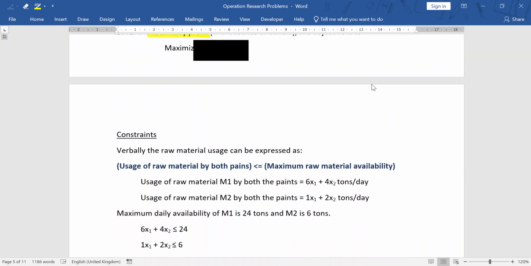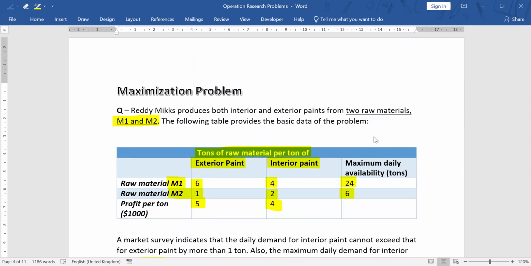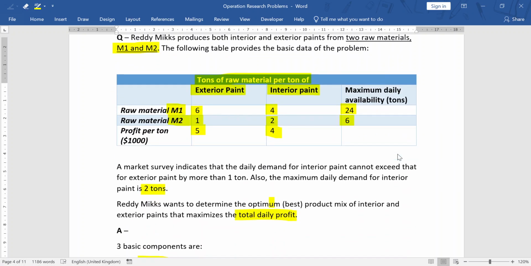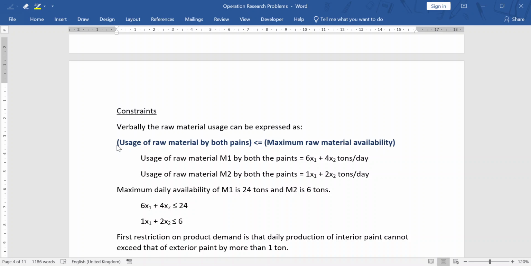Now from here we can see that we are given a maximum daily availability. We cannot exceed that, because it's the maximum daily availability, and if we exceed that, we actually will not get the produce of raw material. So the first constraint is: usage of raw material by both paints is less than or equal to maximum raw material availability.